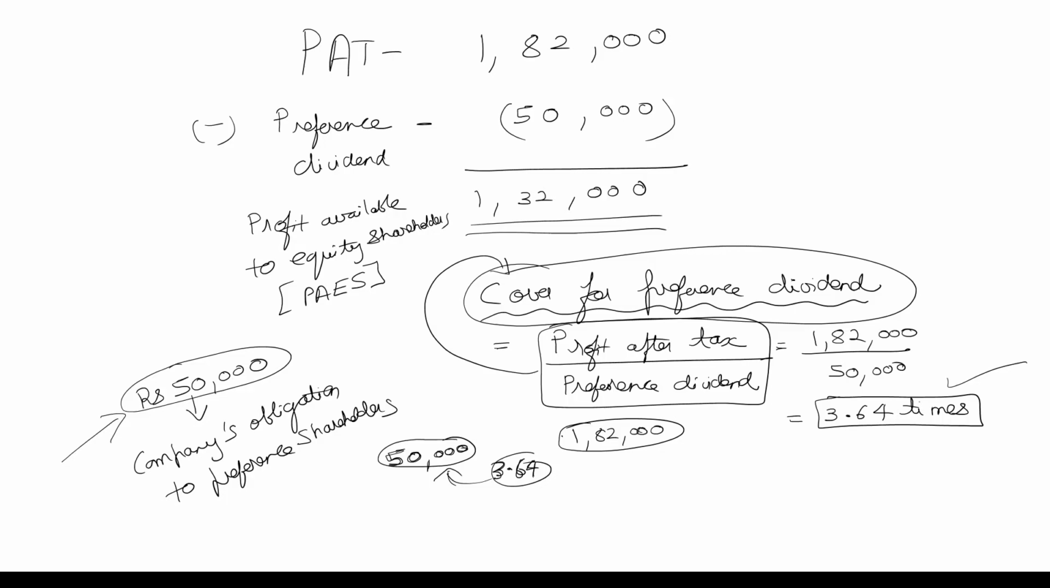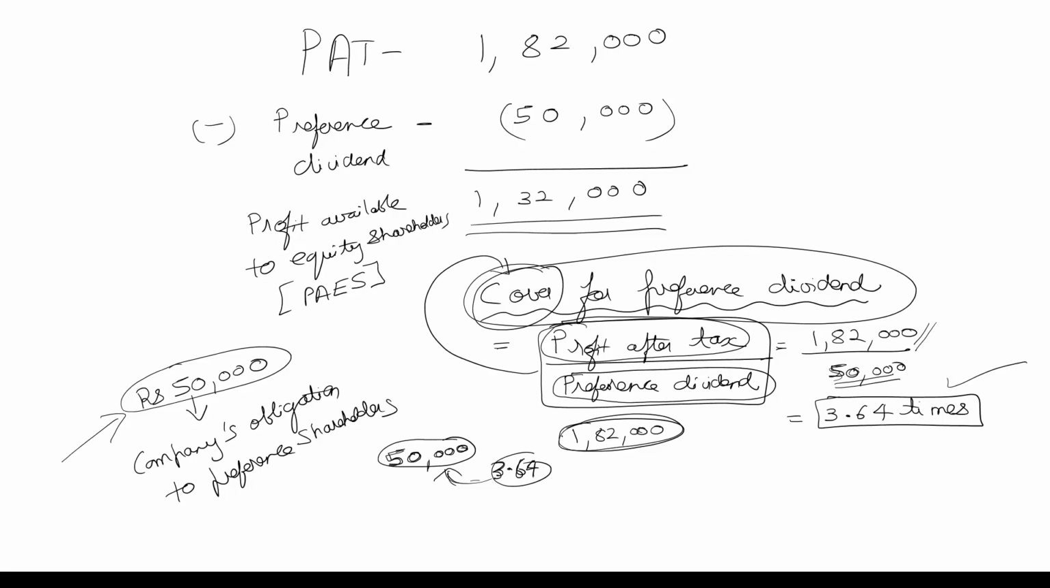dividend by 3.64 times. So in any coverage ratio, the obligation, or what you have to pay or what you want to pay, is the denominator, and the numerator is from where you have to pay that. From where you have to pay that comes in the numerator, and what you need to do comes in the denominator. You have to pay 50,000, and from what number do you need to pay this 50,000? From your 1,82,000. So you definitely have a lot more than what you need, and in fact you have 3.64 times of what you need. So that is what you mean by the cover for preference dividend.